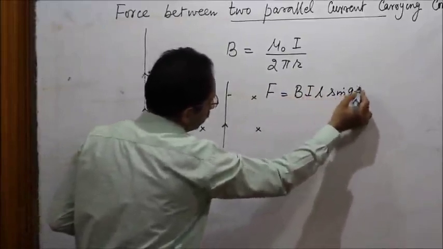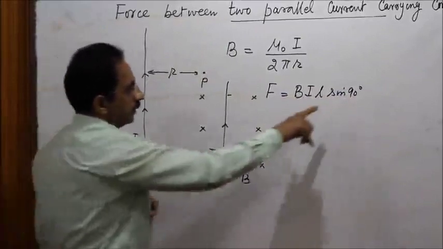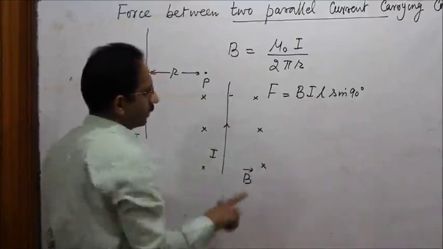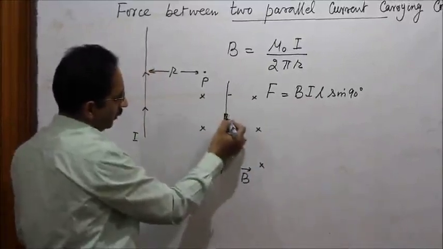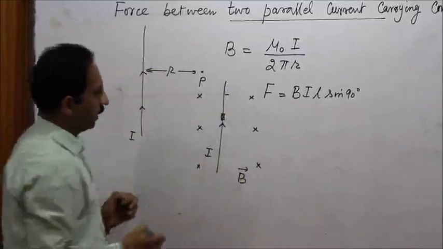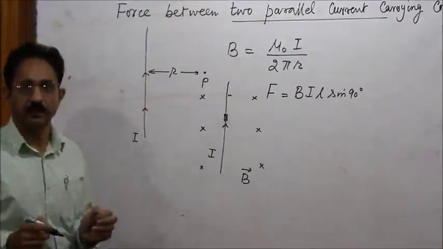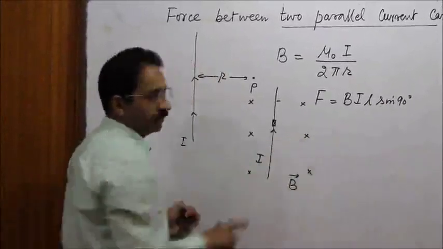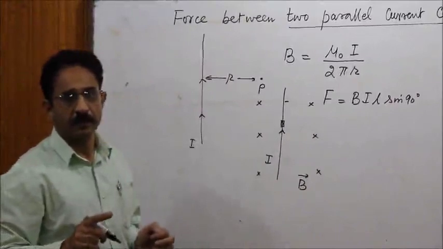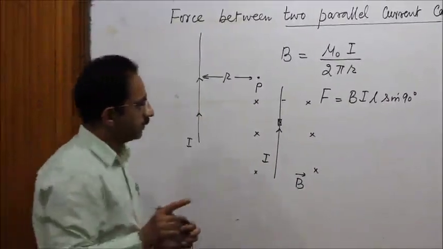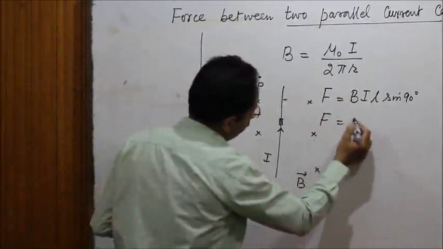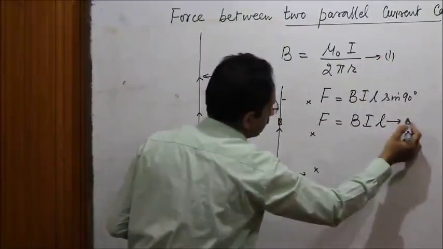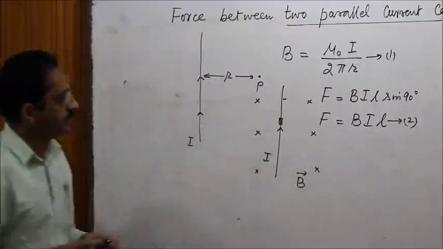sine 90 degrees. This angle theta is the angle subtended between the direction of current, or we can also treat it as the direction of the length element, and magnetic field B. In the present case, I have placed the conductor in a transverse magnetic field so that theta, the angle between the direction of the current element and magnetic field, is 90 degrees. So this force would be BIL. I call this relation 1, and this relation 2, and we will now go to the concept.